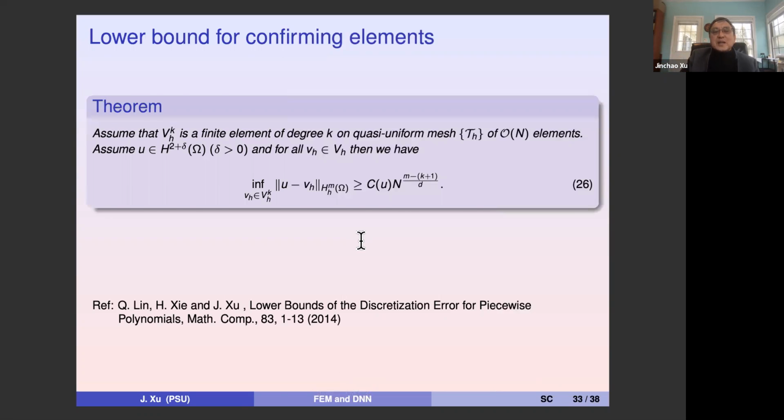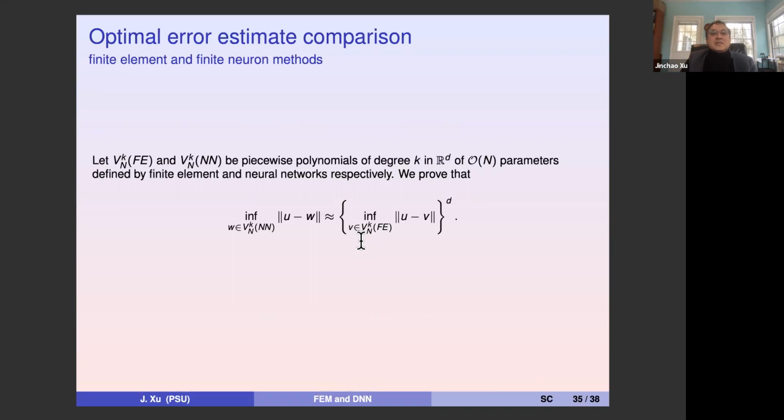If we put all this together, I kind of have a crisis of notation here. Suppose this is a finite element of piecewise polynomial degree k in R^d with n parameters. This neural network is the same. If we put them together, if you take any norm, H, L2, H1, H2, it doesn't matter. If you take the best approximation, is this power better than the finite element?